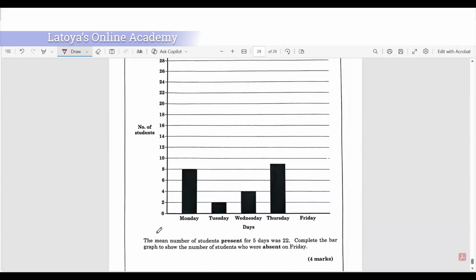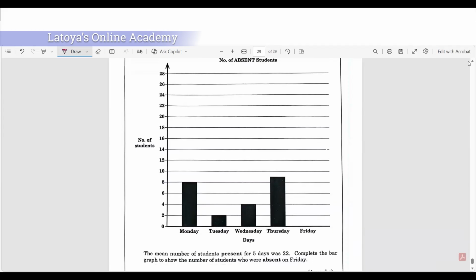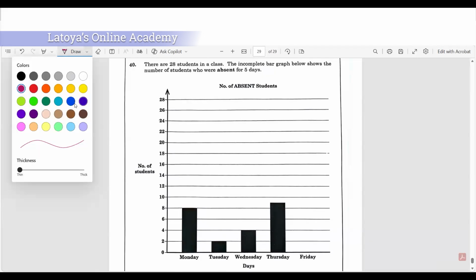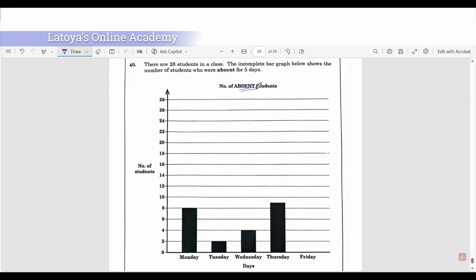Let's read what they want. The mean number of students present for 5 days was 22. Complete the bar graph to show the number of students who were absent on Friday. So before we do that, let's go through and understand the bar graph, allow it to make sense to us before we get in. So the question is telling us this graph represents those absent.